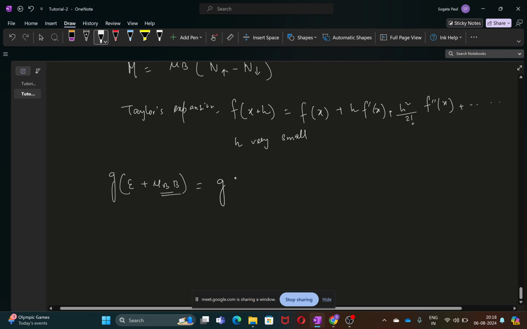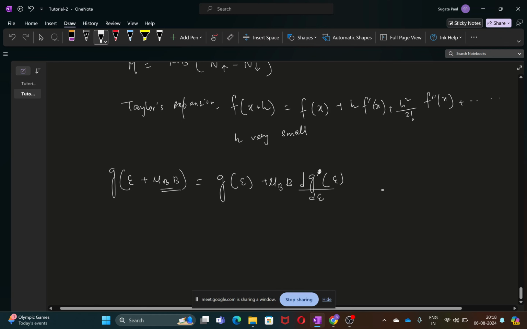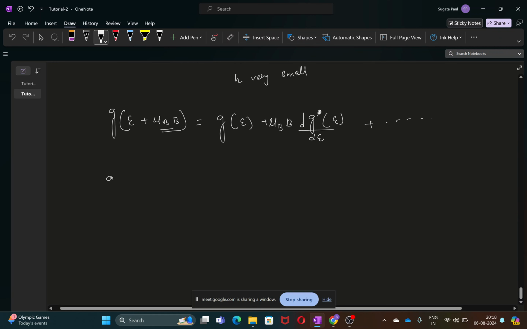How? You have g(E + μB·B) = g(E) + μB·B times g'(E), which works like h in this term, where g'(E) is the first derivative of g with respect to E, so let us write it as dg/dE. We will ignore the higher order terms and truncate the series up to this. Similarly, for g(E - μB·B), this density of states can be series expanded like g(E) - μB·B dg/dE plus other higher order terms.